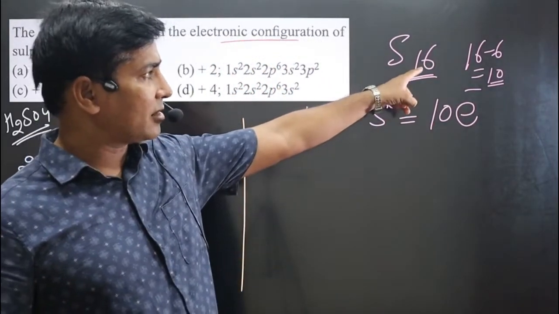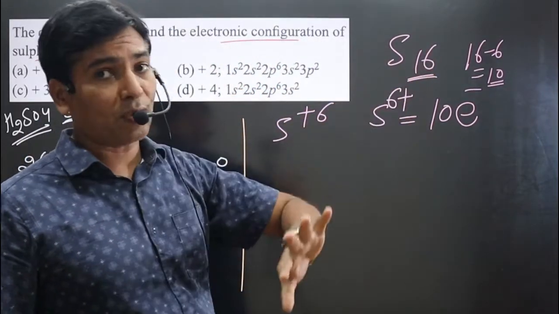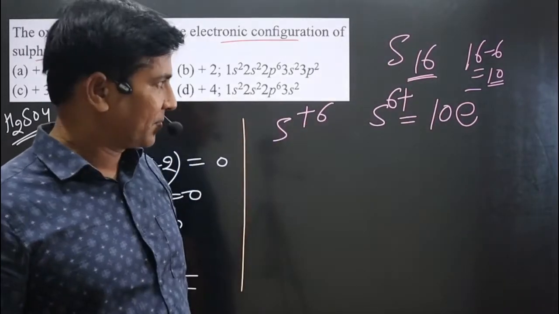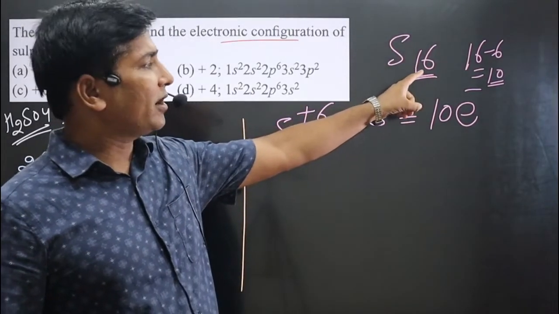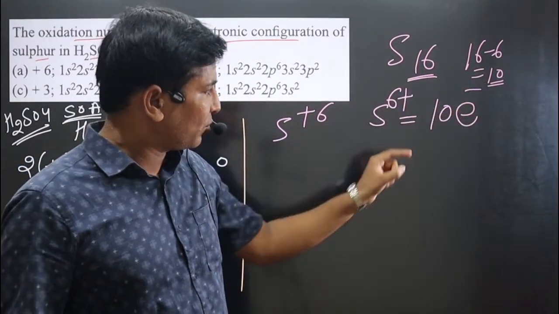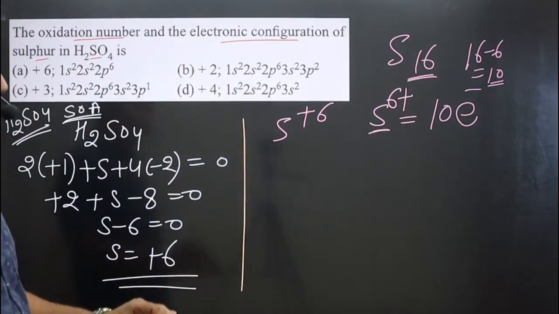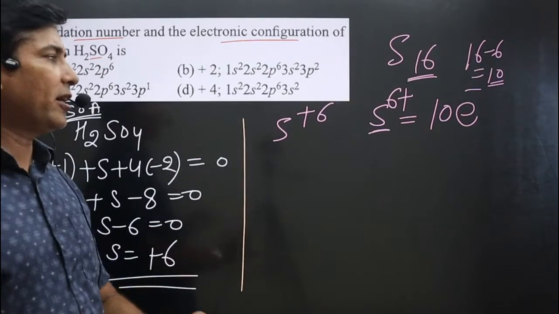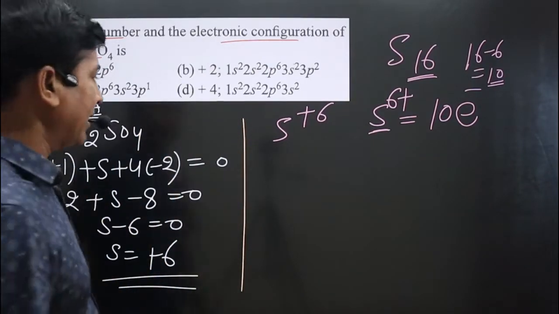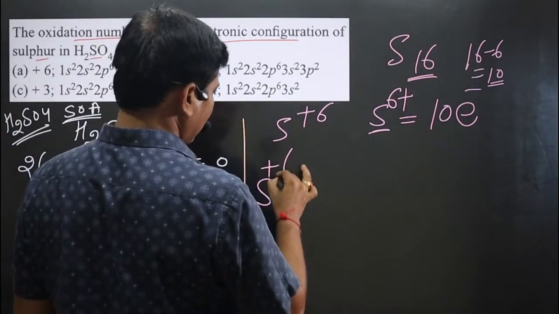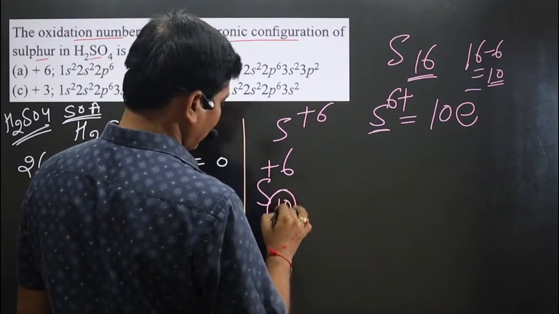The total number of electrons in sulfur is 16, because that is the atomic number and it is in the neutral state. Since it is losing 6 electrons, it will be left with 10 electrons. S plus 6 has only 10 electrons, and we have to write the electronic configuration only for those 10 electrons.